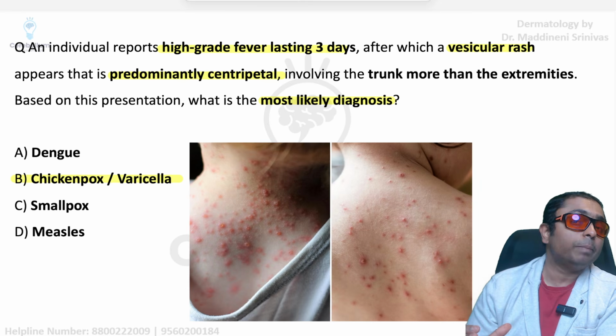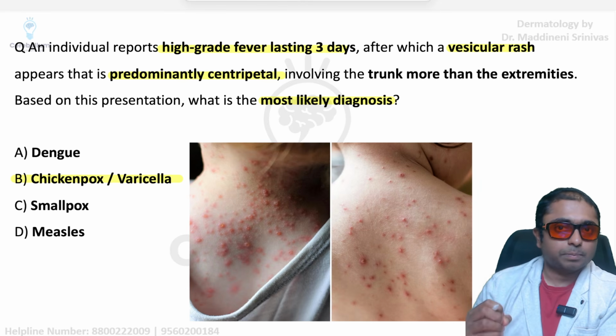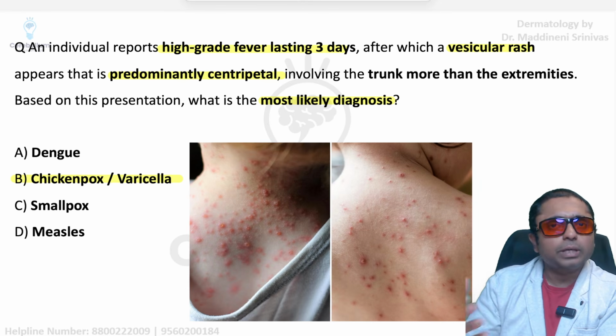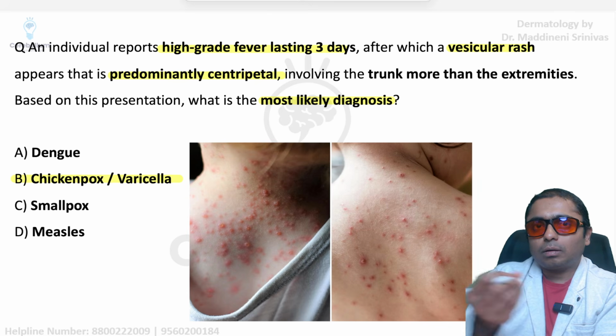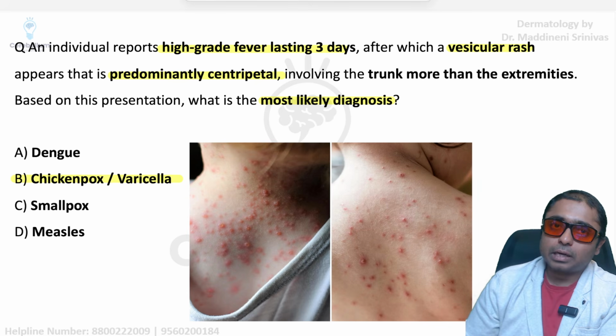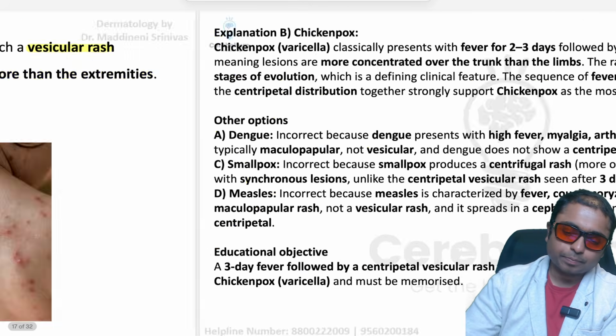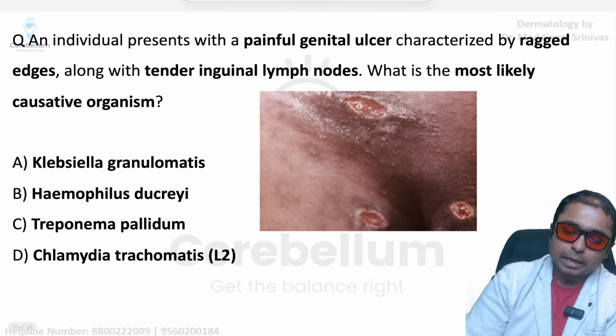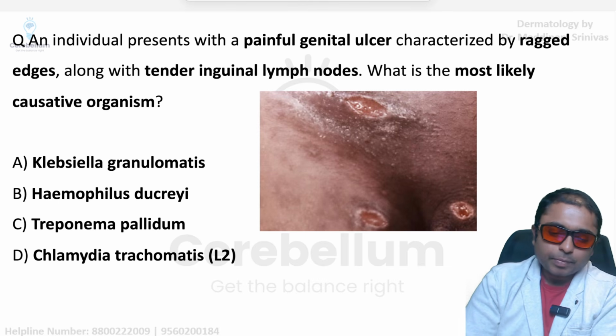Very important topic, asked so many times. And in fact the rash can show the characteristic dewdrop on rose petal appearance also, right? Sure.